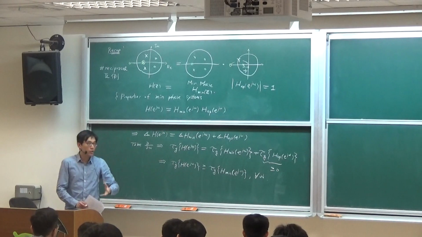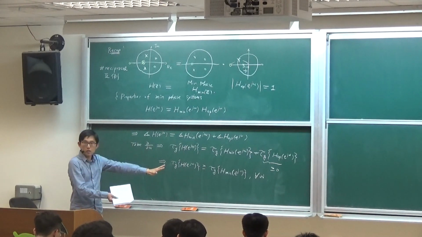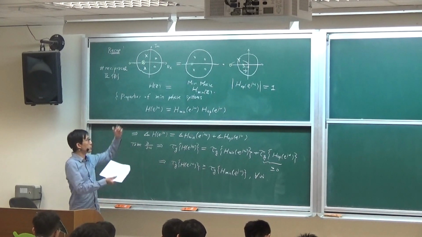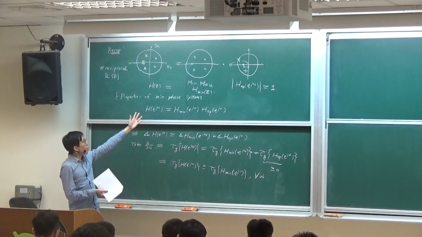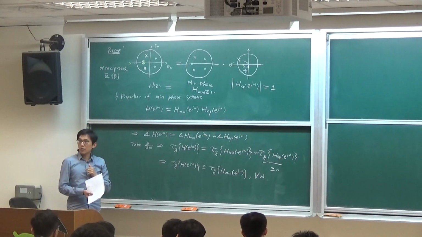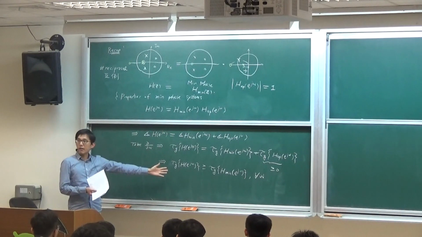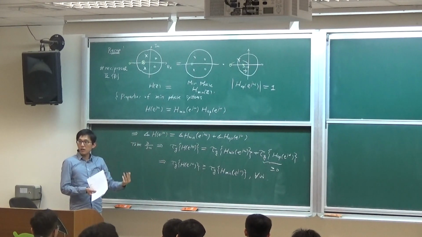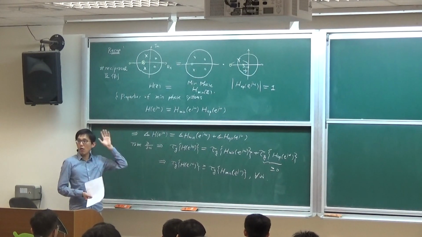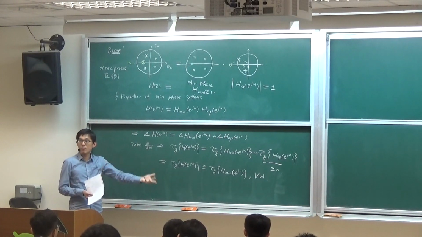So another way to say it is that for this kind of system, which has all the zeros and poles inside the unit circle, we reach the conclusion that its phase, from its group delay, is going to be the shortest among all other systems that have the same magnitude response.